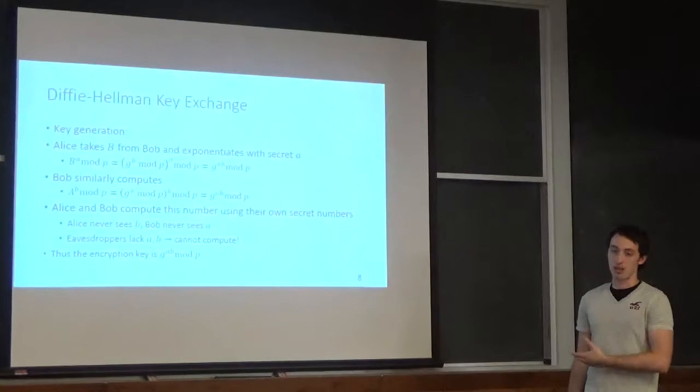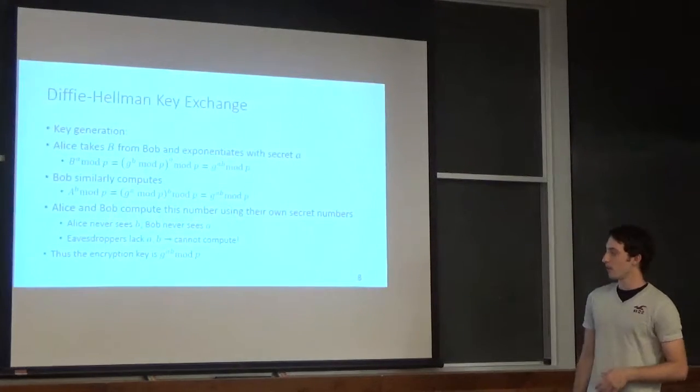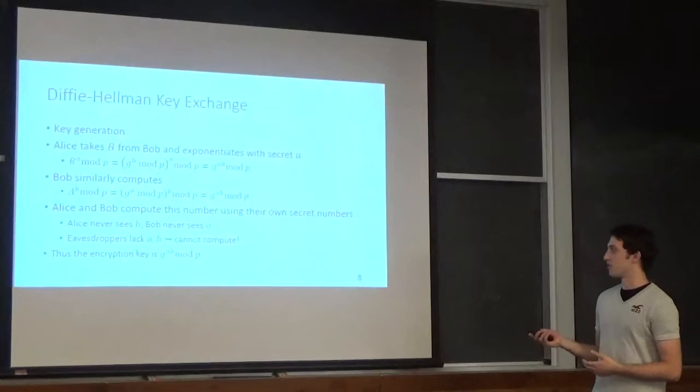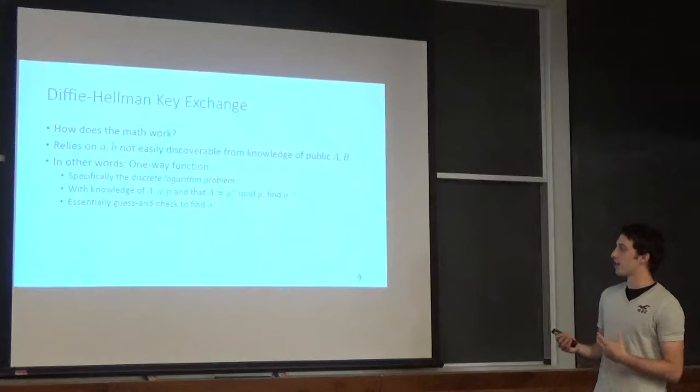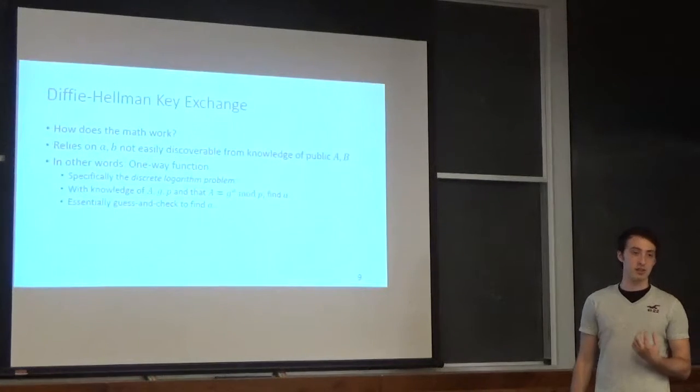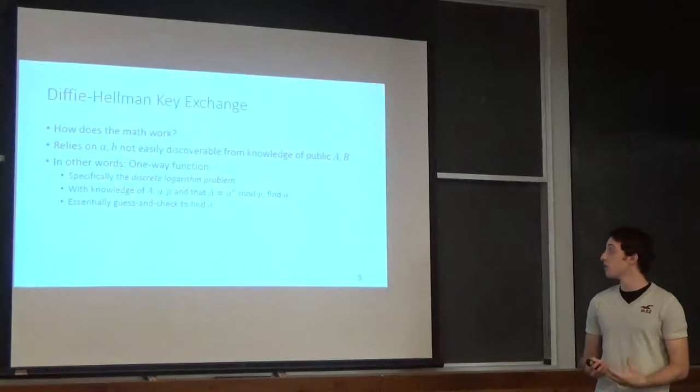So the eavesdropper lacks this and can't compute the key. So they use that to encrypt their messages and decrypt their messages. As I mentioned before, the math works because it relies on the little a and b not being very discoverable from knowledge of the public big A and B.